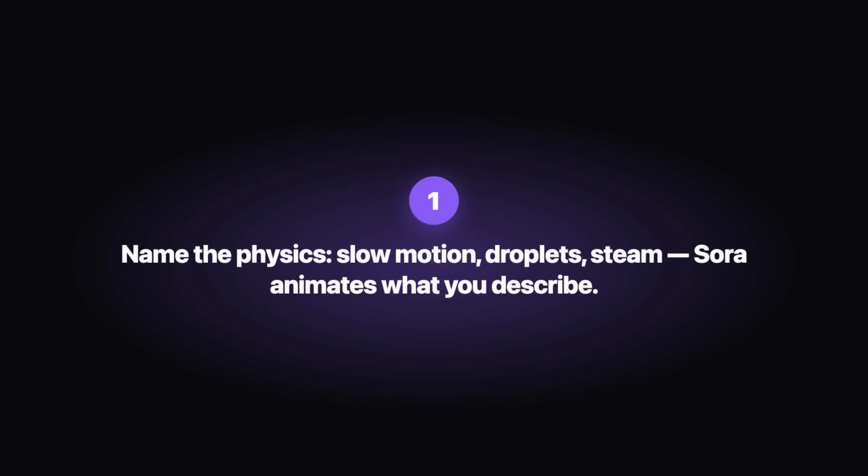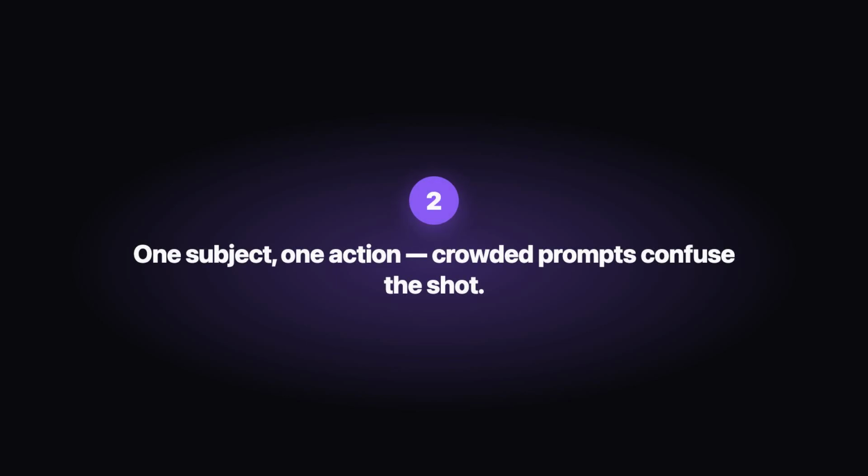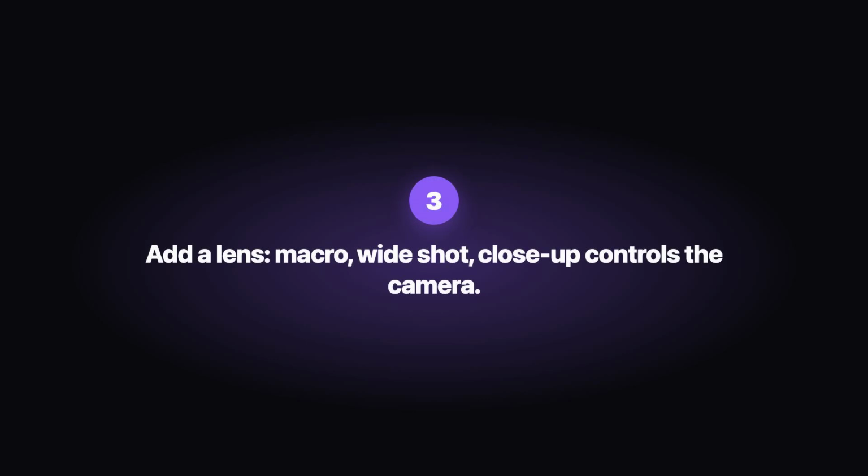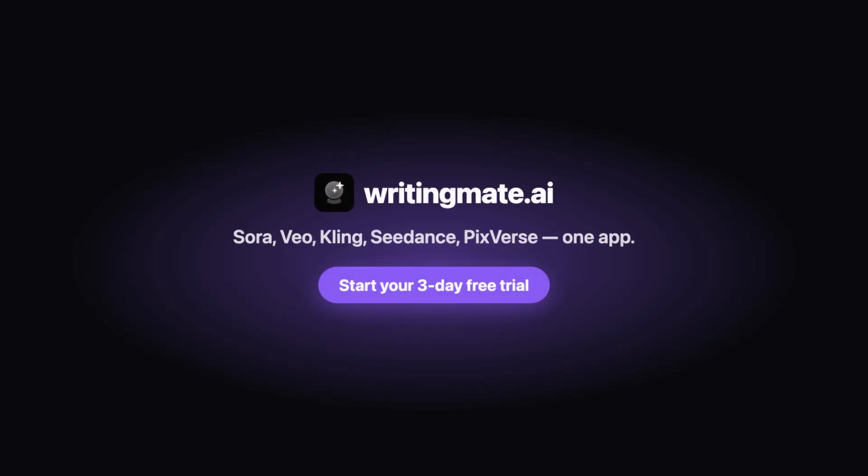Tip 1. Name the physics. Slow motion, droplets, steam. Sora animates what you describe. Tip 2. One subject, one action. Crowded prompts confuse the shot. Tip 3. Add a lens. Macro, wide shot, close-up. That's your camera control.